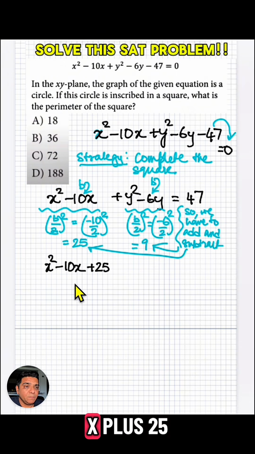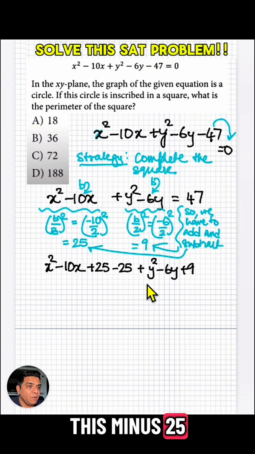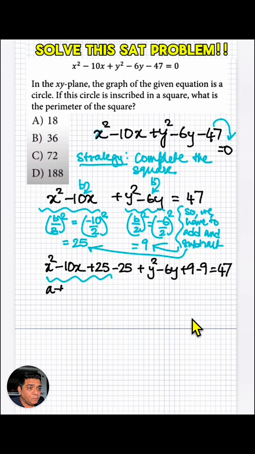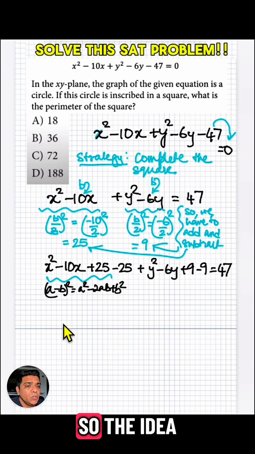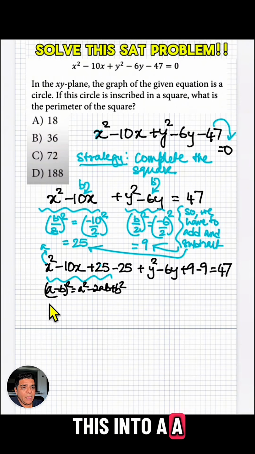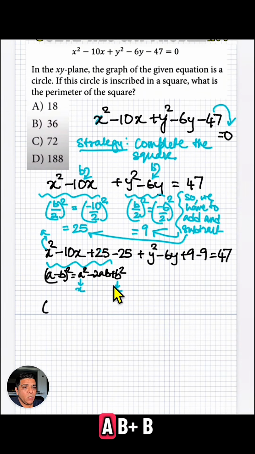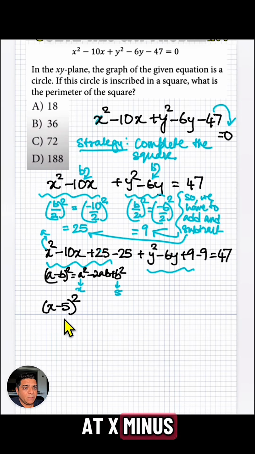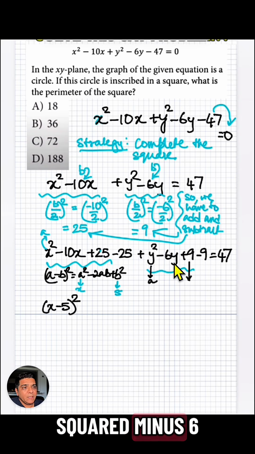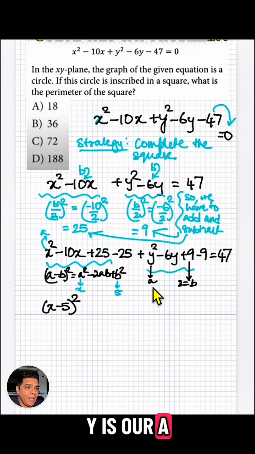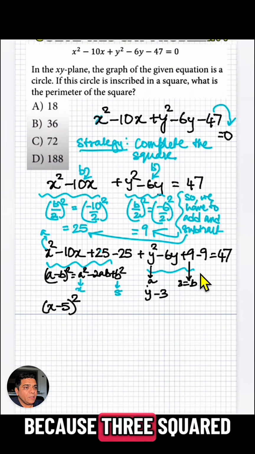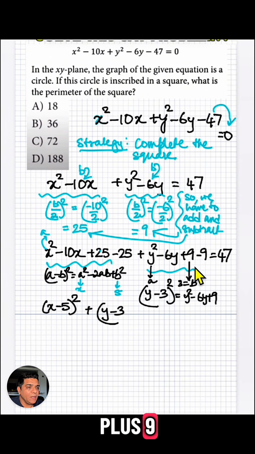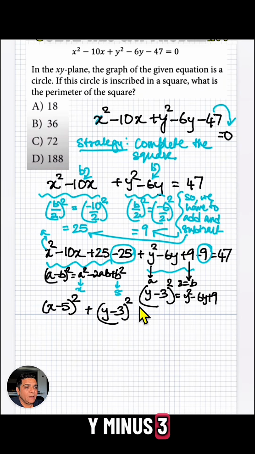So x squared minus 10x plus 25, minus 25, and then y squared minus 6y plus 9, minus 9, equals 47, which we brought to the other side. So the idea is to write this using the formula (a minus b) squared equals a squared minus 2ab plus b squared, which is the perfect square trinomial formula. So we're going to write this as (x minus 5) squared. For y squared minus 6y plus 9, y is our a, and 3 is our b term because 3 squared is 9. So (y minus 3) squared is y squared minus 6y plus 9. So we're going to write this as (y minus 3) whole squared.